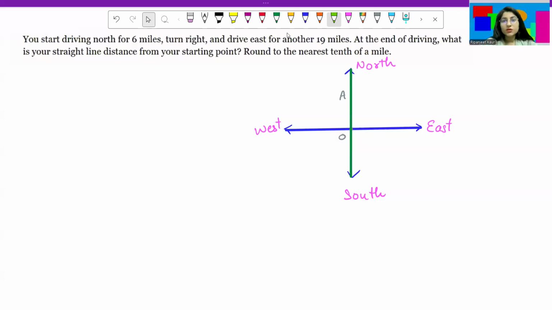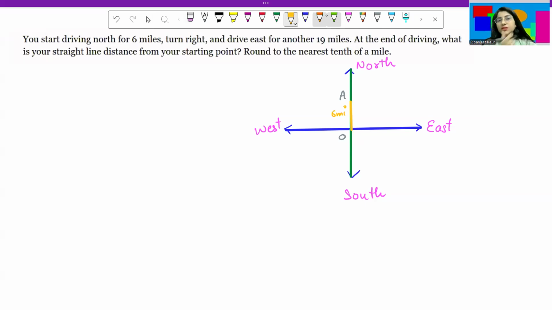Okay. So over here, you start driving north for 6 miles. So we are going towards north and we have gone 6 miles towards north. So here to here, let's say this is 6 miles. 6 miles from the origin towards the north.